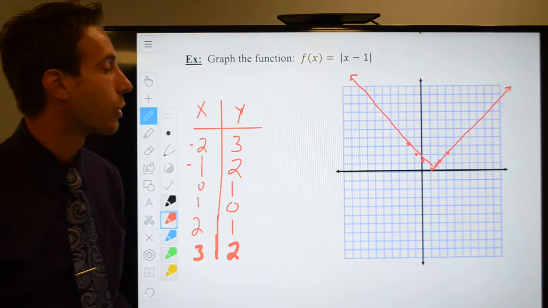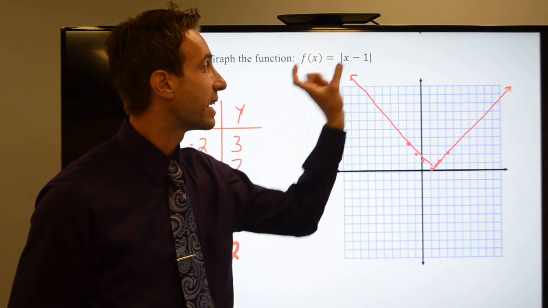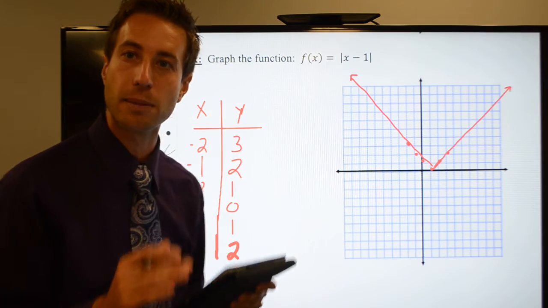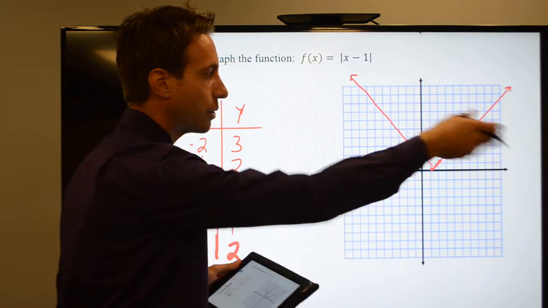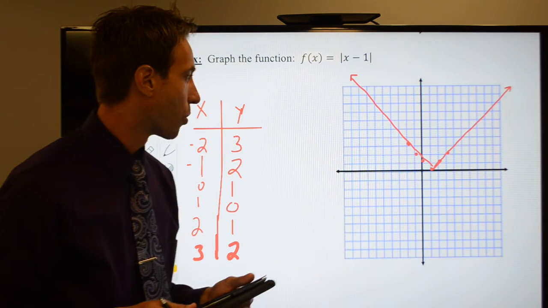It looks like what has happened. Remember on the previous page, it was at the origin. By putting this minus 1 inside the absolute value, I've taken my V and I've shifted it to the right one spot. Gee, I wonder if maybe that might be a little important later on.